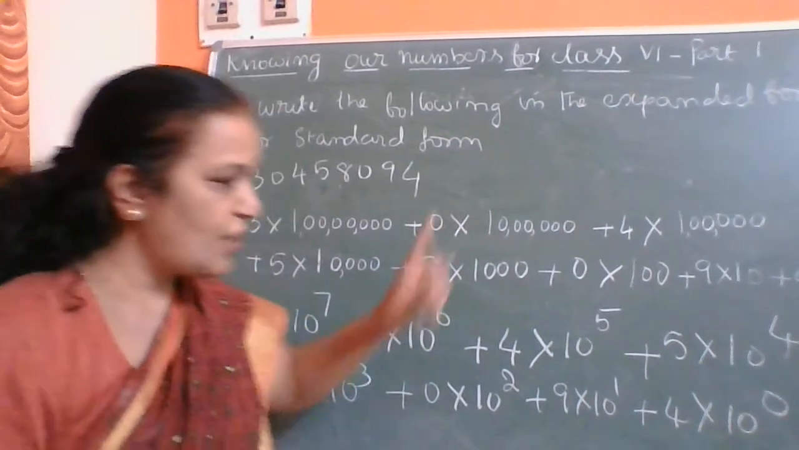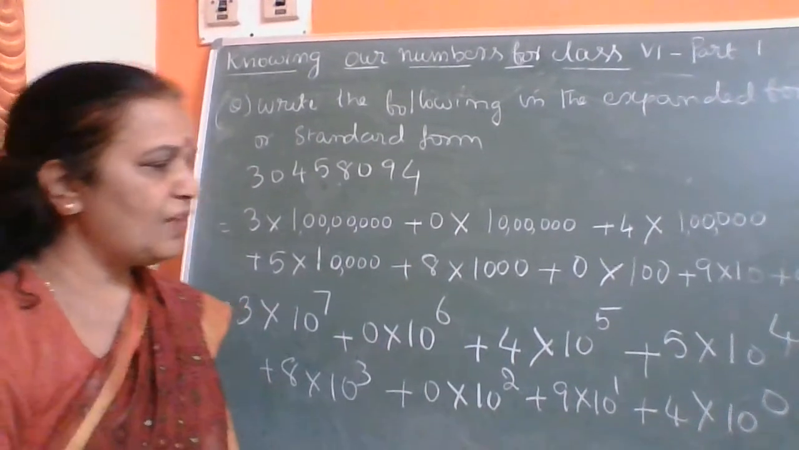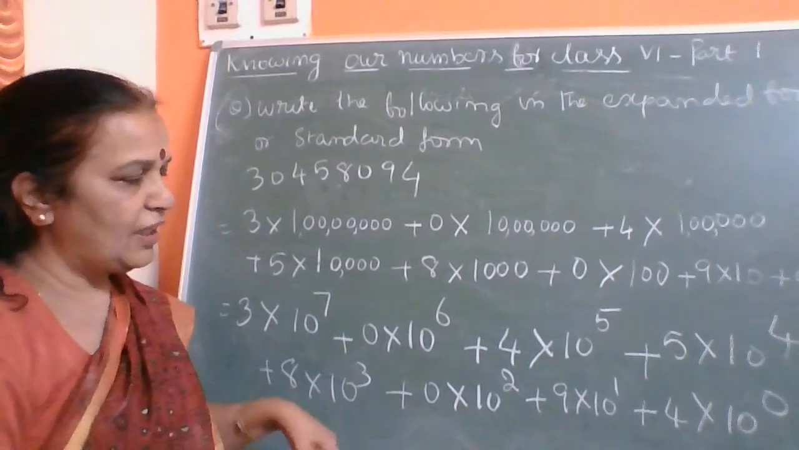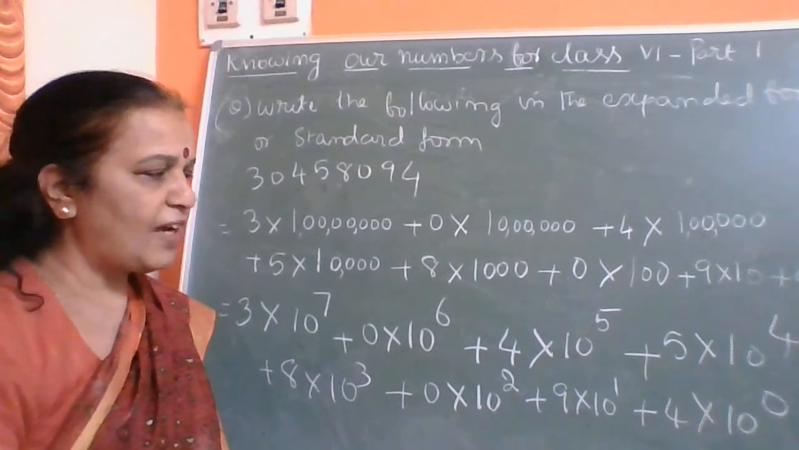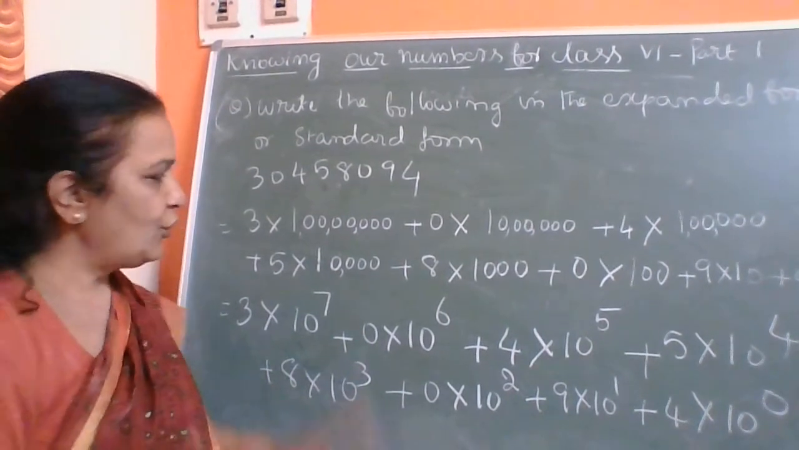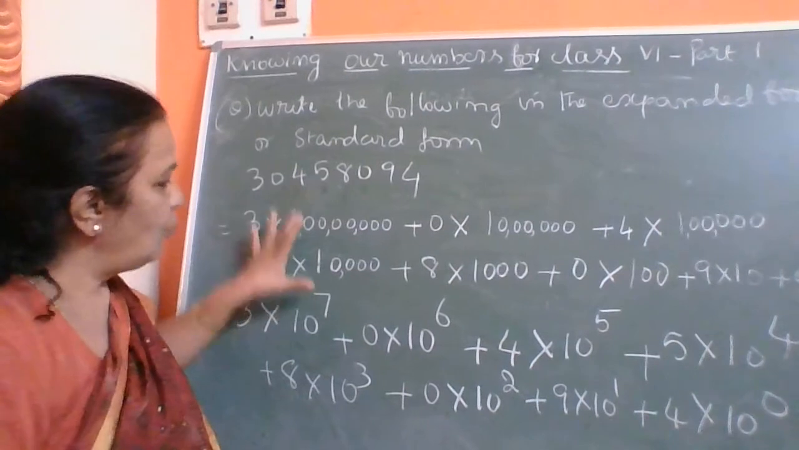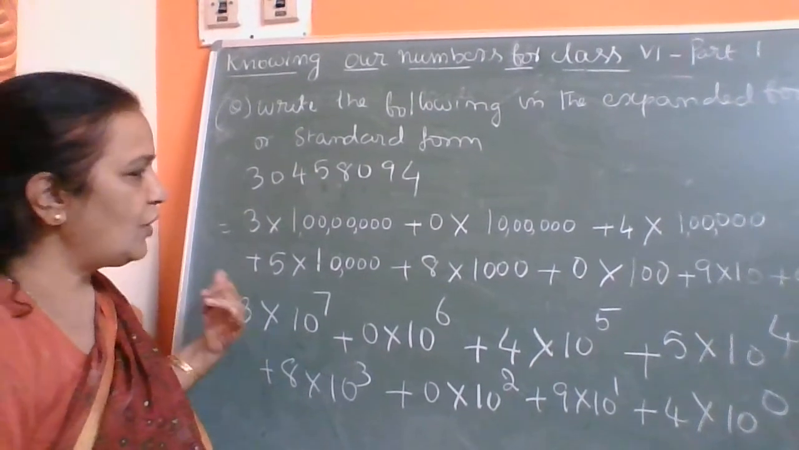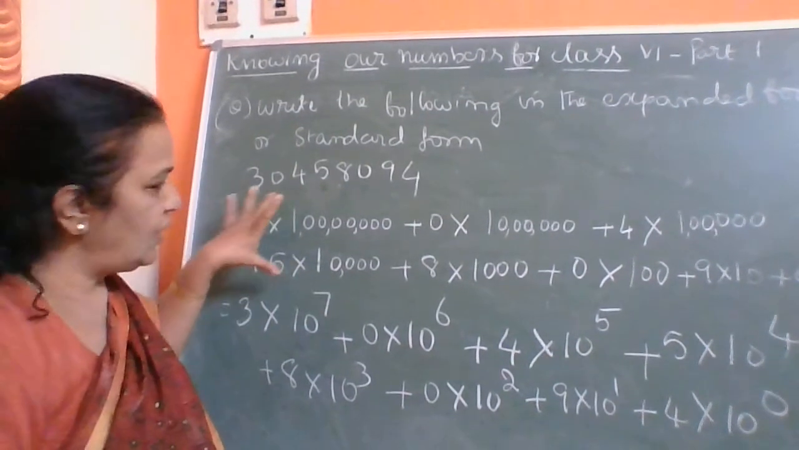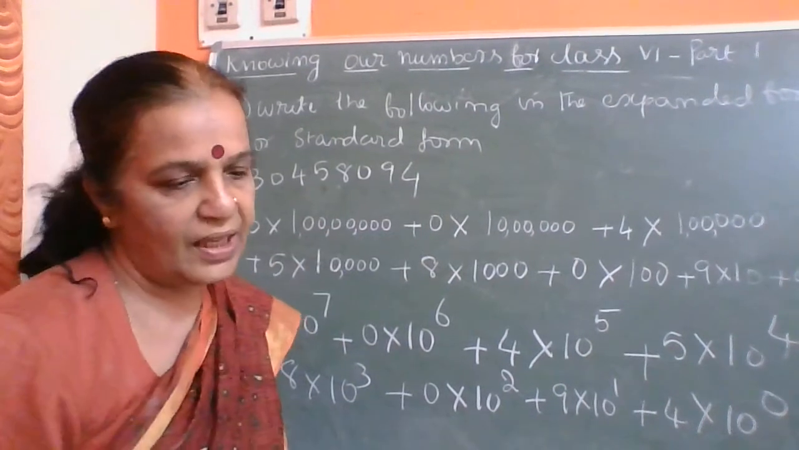10 to the power of 1 means 10 one time, and 10 to the power of 0 means there is no 10, it is 1. 10 to the power of 0 value is 1. Therefore, you can write this in both ways. Anyhow, for your first lesson, only this step is enough.